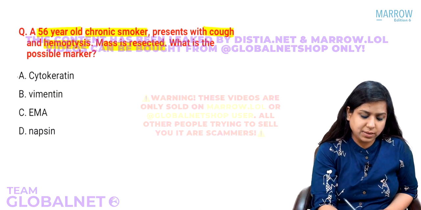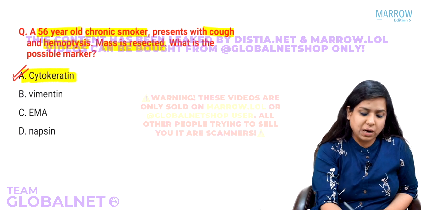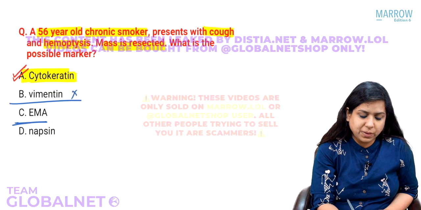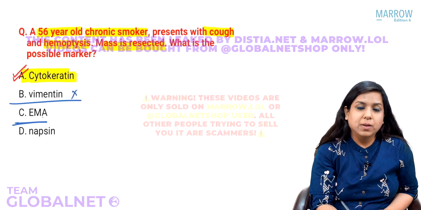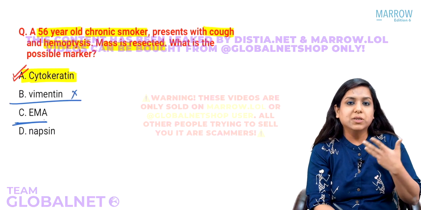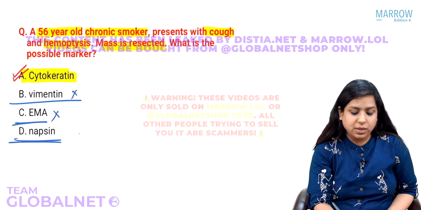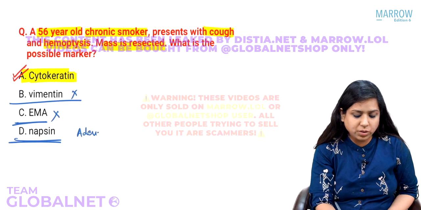Cytokeratin. Yes, that's the marker for squamous cell cancer. That can be the answer. Vimentin is a mesenchymal marker, not the answer. Epithelial membrane antigen is a marker for tumors like meningioma. That's not the answer. Napsin is a marker for adenocarcinoma.